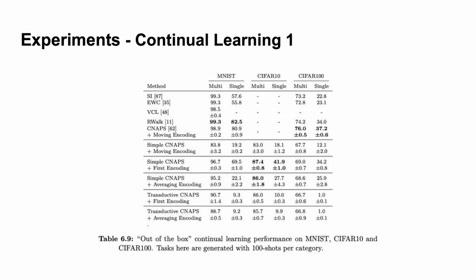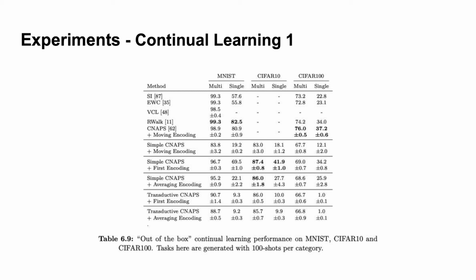Now, as for continual learning, we compare, again, out of the box use of both simple and transductive Synapse in a continual learning setting on MNIST, CIFAR10 and CIFAR100 benchmarks, where you get effectively 100-shot per category tasks. So, for instance, for MNIST, the first task is digits 1 and 2, 100 labeled examples for each, and a number of examples for test time classification.